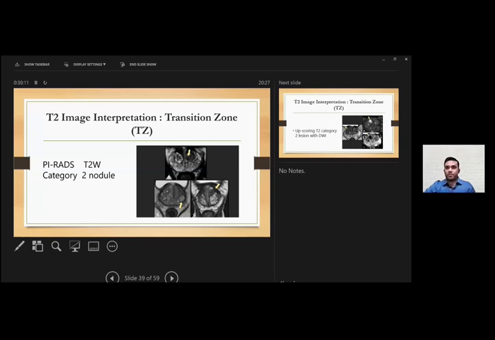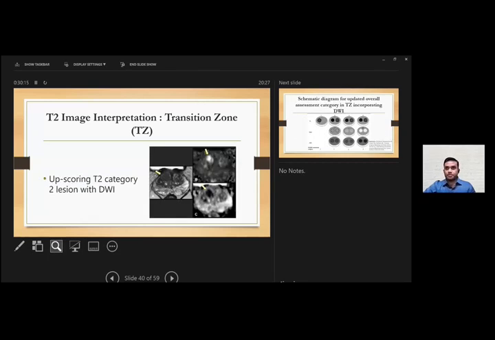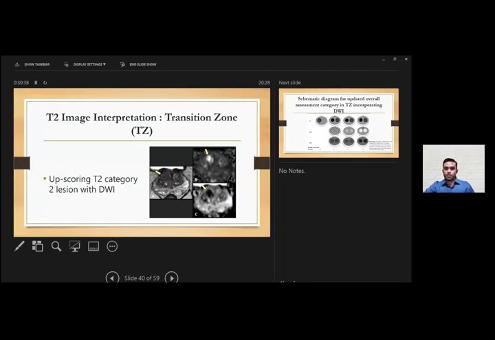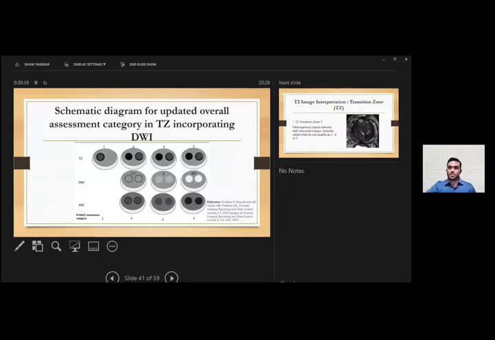However, when we have a similar lesion as this nodule, which shows a well circumscribed capsule, homogeneously T2 hypointense, but shows marked hyperintensity on DWI and marked hypointensity on ADC, such lesions are upscaled and upstaged to category 3 lesions.